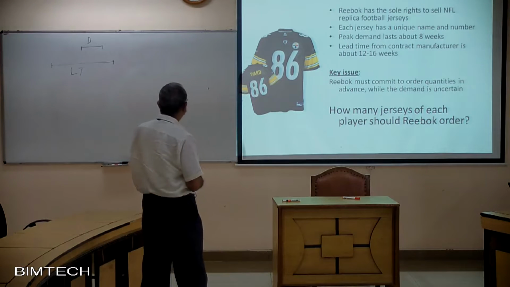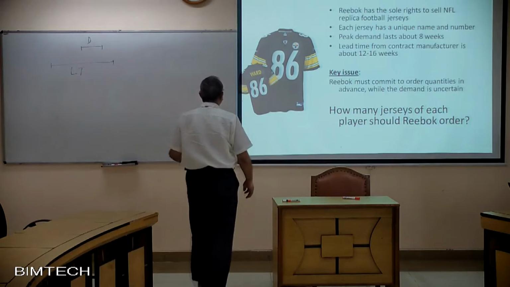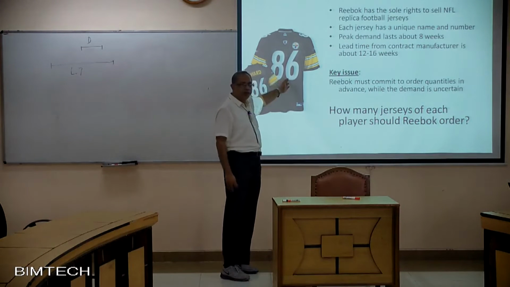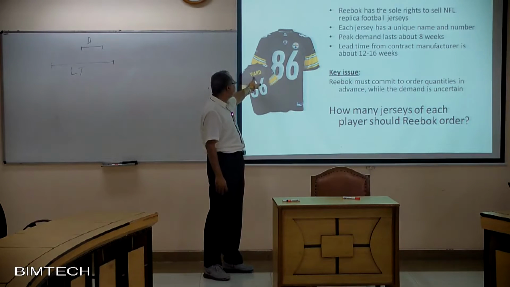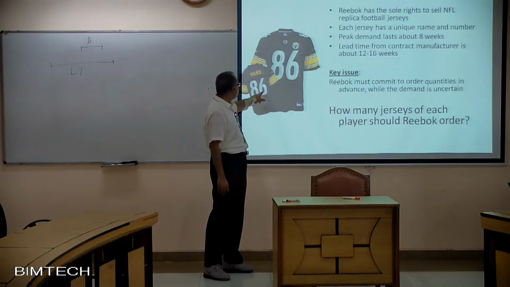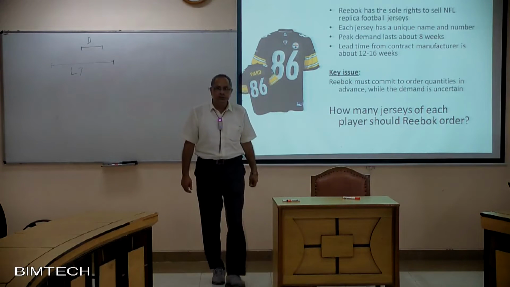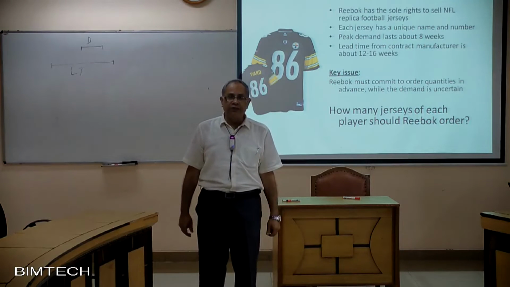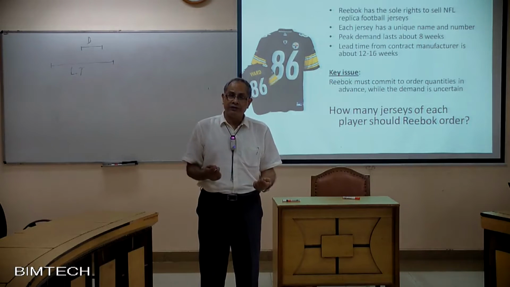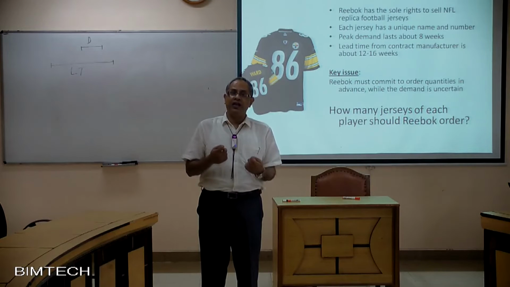Okay, for example, here we have the jersey number 86. This is the front of the jersey, and as you can see at the back, this belongs to a player called Ward. Okay, so each jersey has got that, and therefore each jersey is unique. It's a different SKU for us.